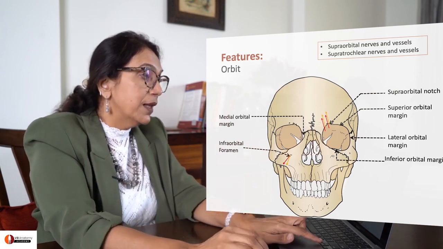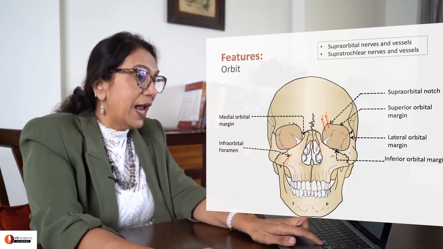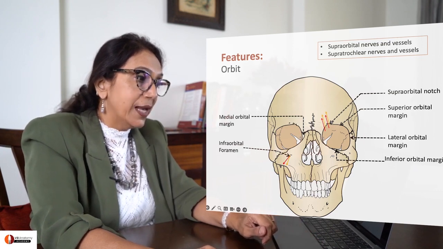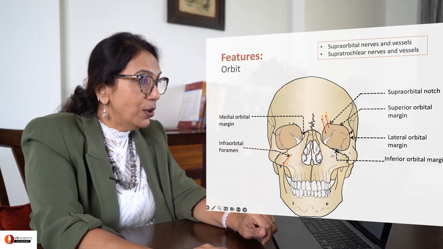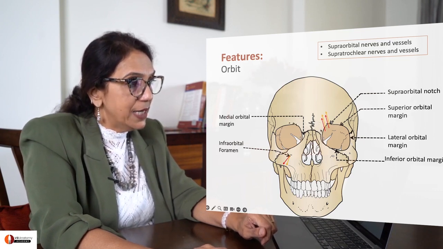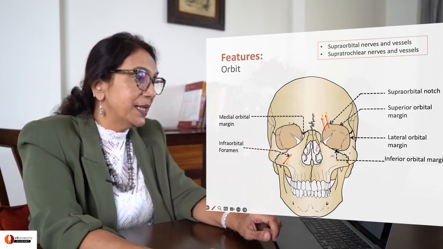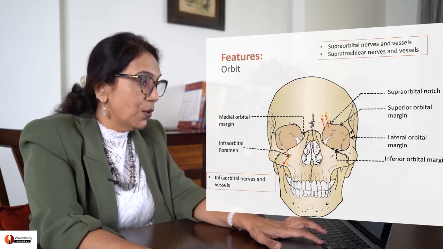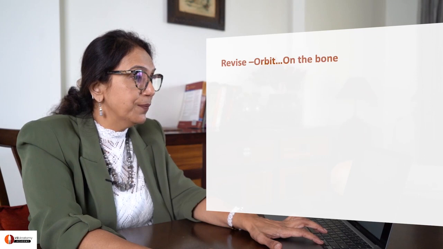Okay, now what you see is the lateral margin here, which is formed by the frontal bone and the zygomatic bone, and on the medial side you see the medial margin formed by the frontal bone and by the maxillary bone. There will be a little contribution by the lacrimal bone as well. Okay, so this is the orbit that we need to know.